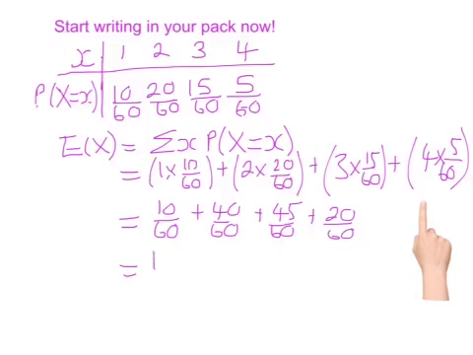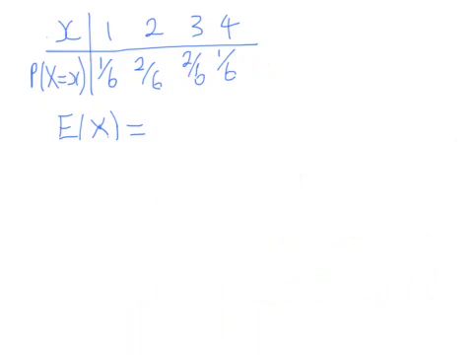I think it's coming to 115 out of 60, which I would probably leave like that, but you could pop it as a decimal, 1.916 recurring, which I think comes out as 1.92 to 3 significant figures. So the expected value, if these were exam scores, the expected value you would be likely to get would be 1.92. Okay, everyone, you have a go at this one.